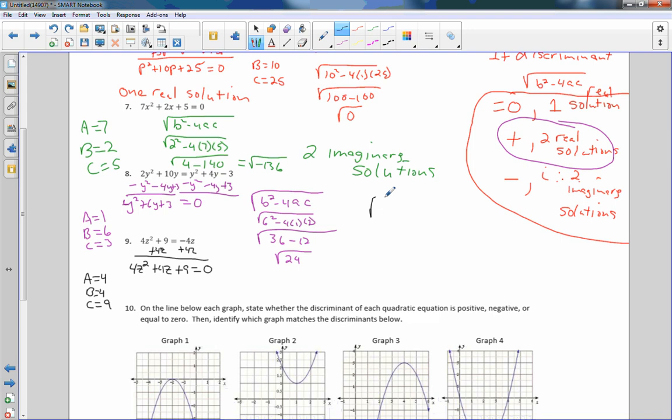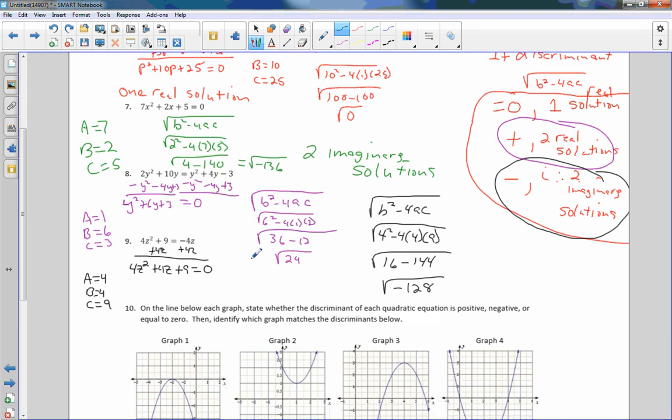Okay. So I write the square root of b squared minus 4ac. Substitute. B is 4, so it's 4 squared minus 4 times 4 times 9, which is 16 minus 16 times 9, or 36 times 4 is 144. And 144 minus 16, 134, 124, 120, negative 128. Doesn't matter. We can easily see that it is negative. That will be 2 imaginary solutions.